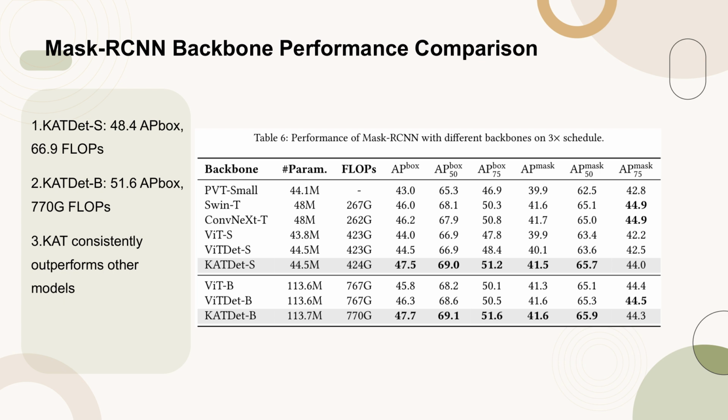For instance, KTDet-S achieves 48.4 box AP with 266 GFLOPs, while KTDet-B scores 51.6 box AP with 770 GFLOPs. These results underscore KT's effectiveness in delivering superior accuracy with minimal computational overhead, making it a valuable addition to the field of object detection and instance segmentation.